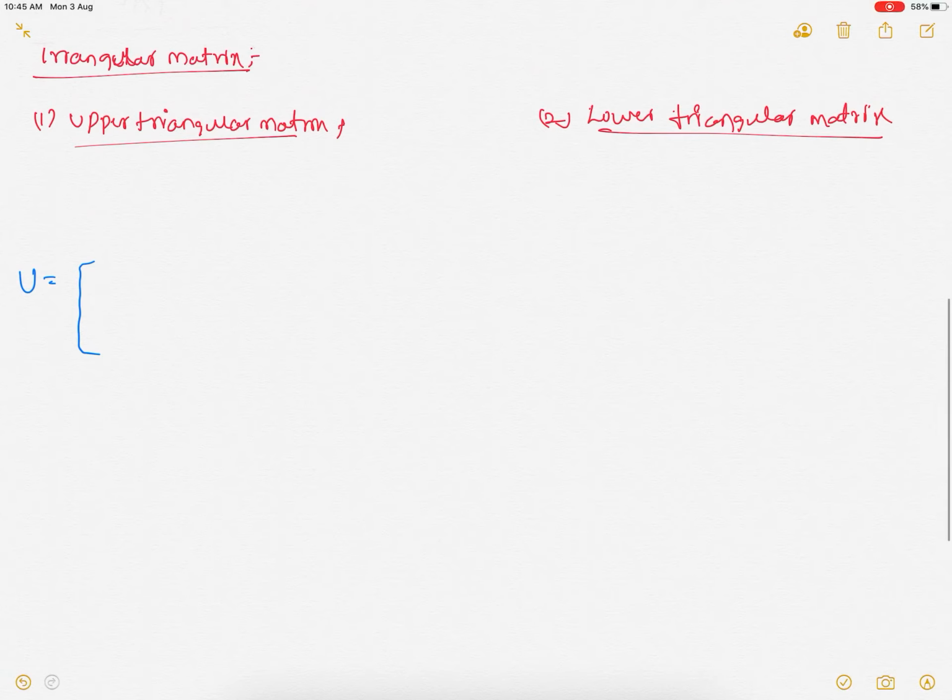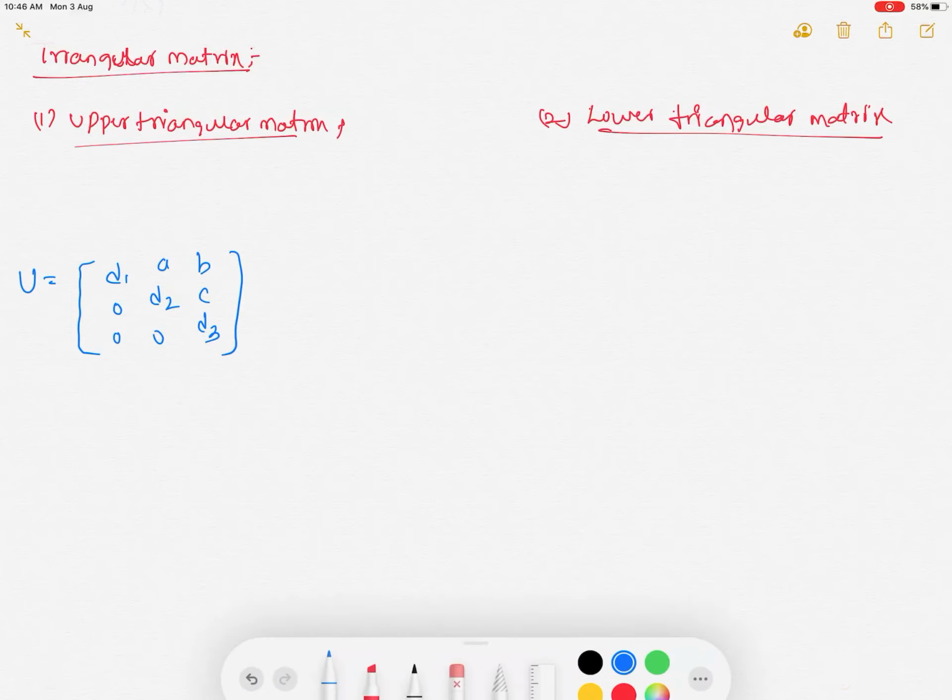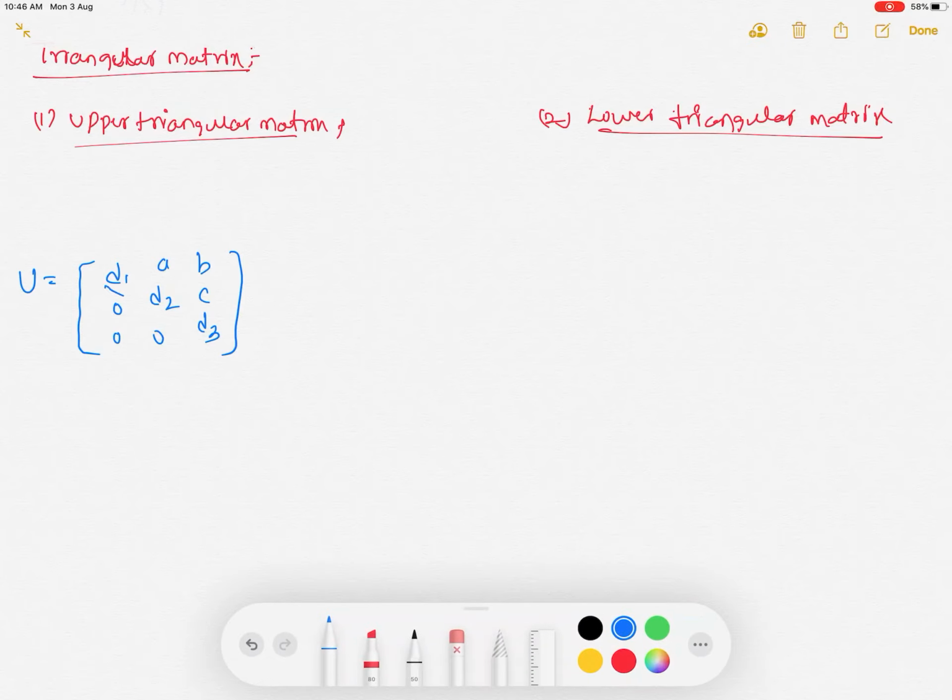diagonal elements below principal diagonal are always 0, and all other elements can be anything. It can be anything. So that's why we call this an upper triangular matrix. All the elements below the principal diagonal, this is the principal diagonal, all the elements below principal diagonal are 0. Then we can call that an upper triangular matrix.